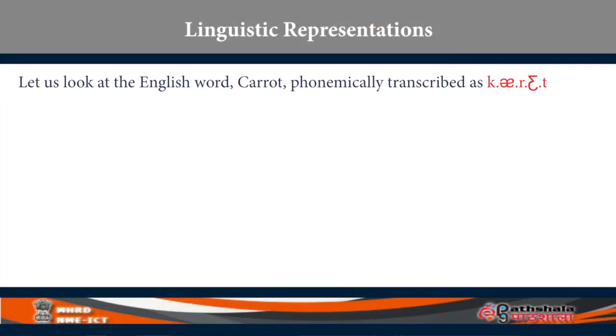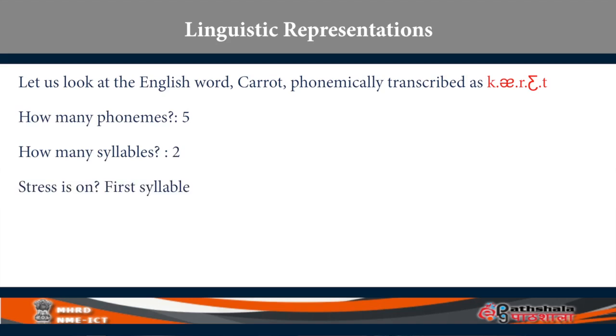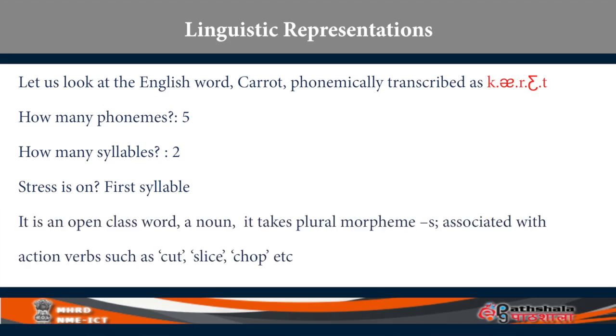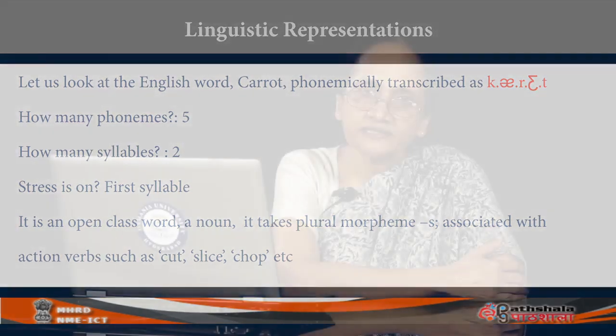Let's look closely at what linguistic representations are, and let's examine this in relation to the English word carrot. Let's see how many phonemes there are. You have k, a, r, a, t: 5. How many syllables are there? 2. And where is the stress falling? On the first syllable. It's a noun, so it's an open class word, right? And it can be pluralized, carrots, and it's associated with action verbs like cut, slice, and things like that. So these are different examples of linguistic representations.